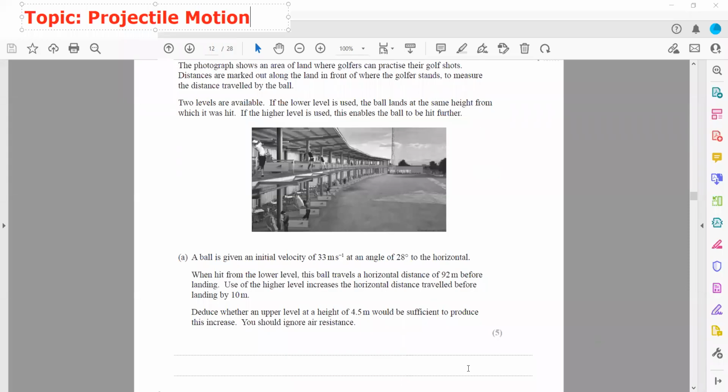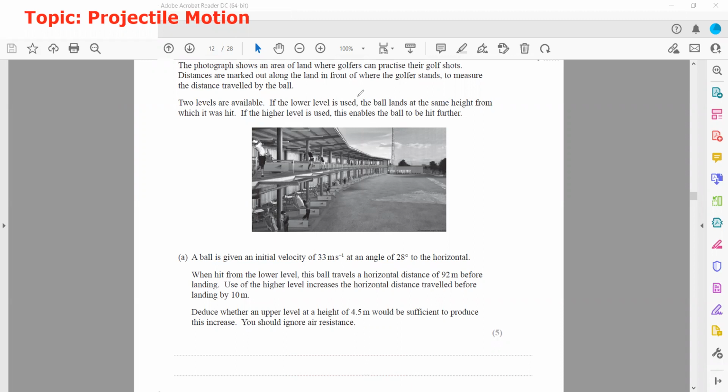This question is related to projectile motion. The photograph shows an area of land where golfers can practice their golf shots. Distances are measured out along the land in front of where the golfers stand, to measure the distance traveled by the ball. Two levels are available.